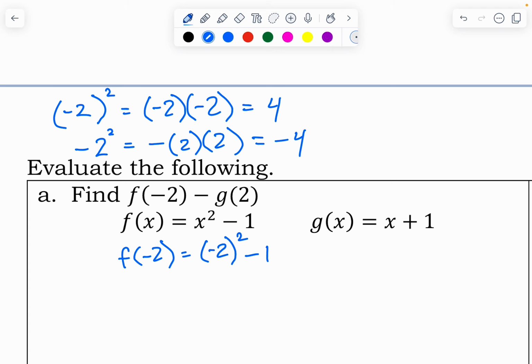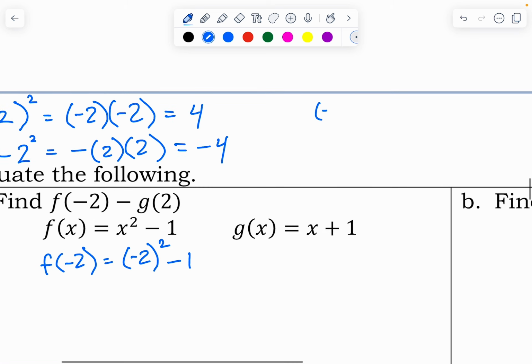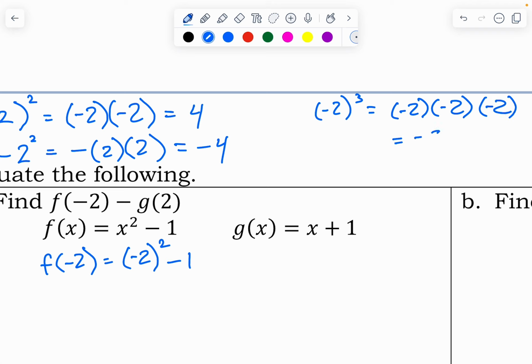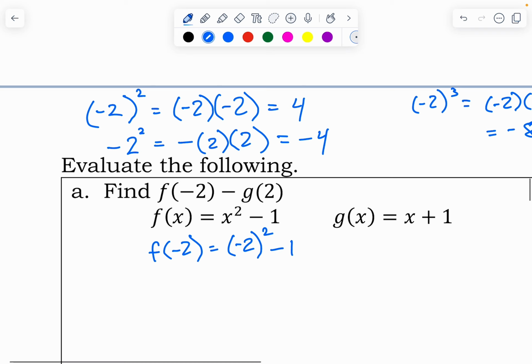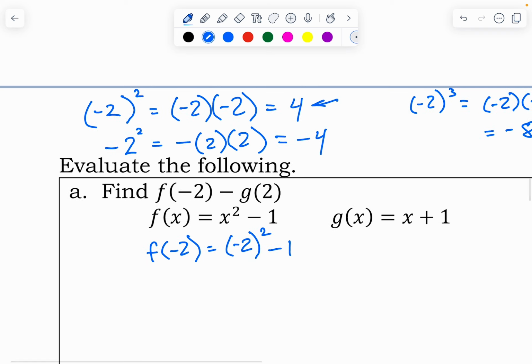If you cube it, what happens there? Negative 2 cubed would be a negative 2 times a negative 2 times a negative 2. When you have 3 negatives, it ends up being a negative answer. So you always want to be in the habit of putting the negatives in parentheses before you raise it to any power. But it really matters when it's an even power, because you'll be totally wrong. Do you see the difference? 4 is not equal to negative 4.